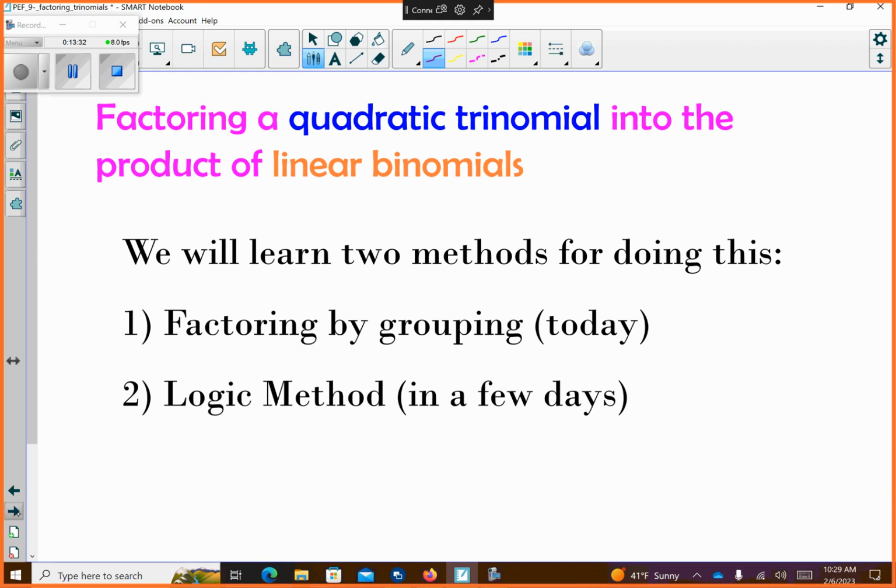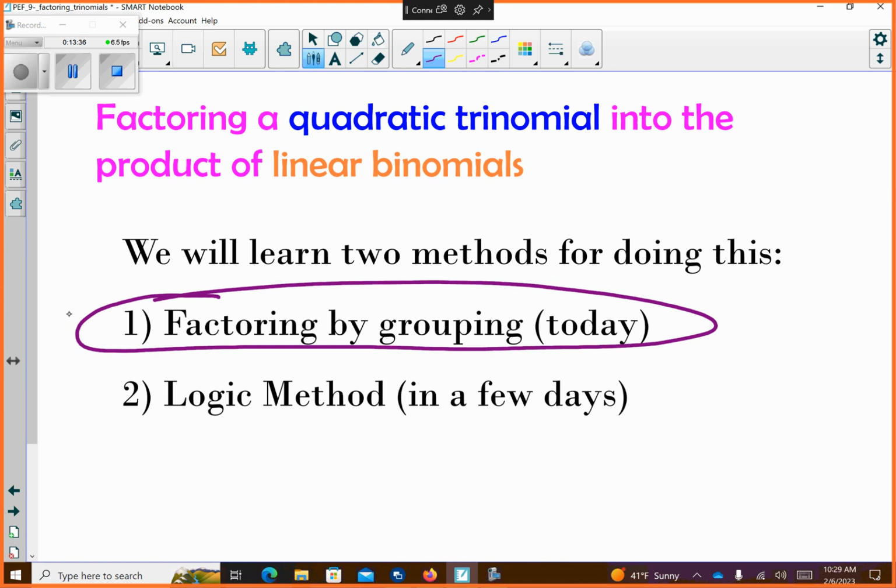So, the only one where we're going to learn is factoring by grouping. Yes, there is the logic method. Sometimes it's called the 80-20 or the 90-10 method. They're both good. I'm just going to make sure you have one down. If you can walk out of this class at the end of the year having factoring by grouping down, you're in a really good spot.